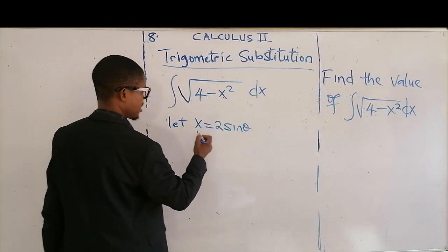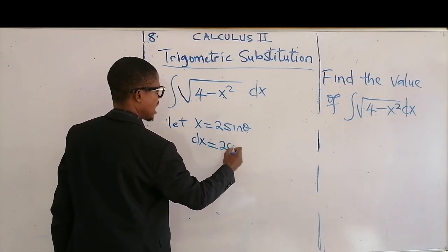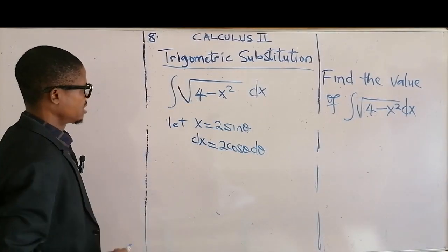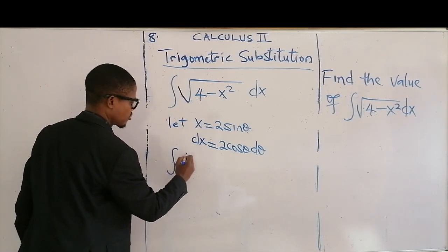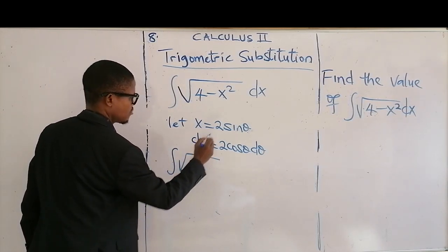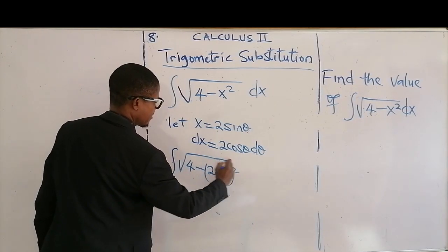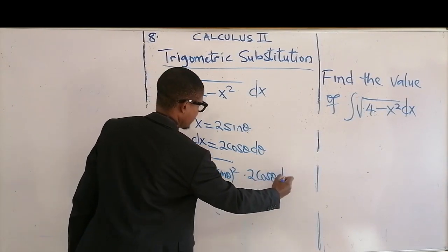So then you differentiate with respect to theta. So we have dx is equal to what? 2 cos theta d theta. Then the next thing to do now is to begin to substitute into the given question. So we now have the square root of 4 minus x squared, where x is 2 sine theta, and you square that. So we have this. Then dx is 2 cos theta d theta.